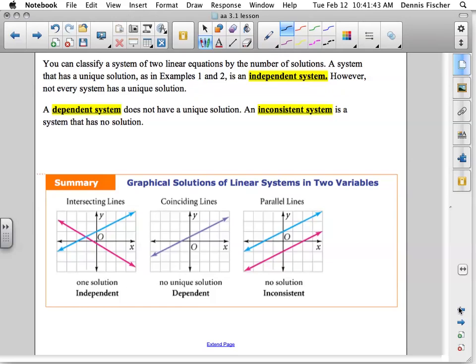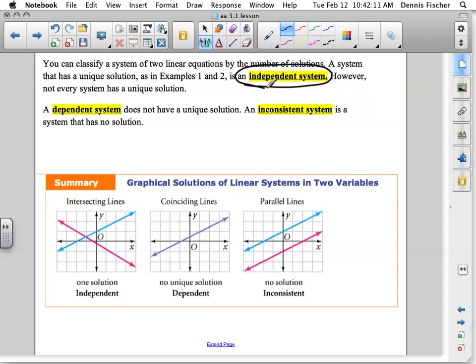Okay, classifying. Classifying a system of linear equations by the number of solutions. A system that has a unique solution, examples 1 and 2, is an independent system. So the system of equations we just did is called independent because it was one answer. It has a unique solution. That is called an independent system.